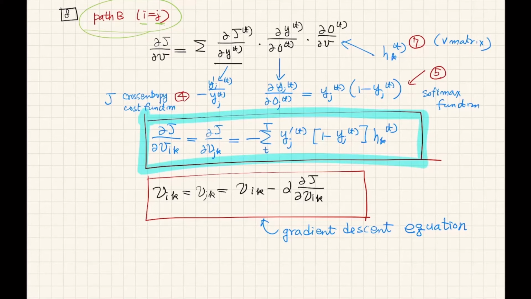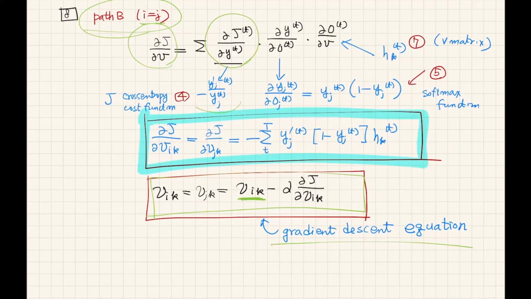In order to update the V matrix that is connecting the hidden layer to the output, we have to apply this gradient descent equation. In order to do that, we have to derive the equation that gives the derivative of the total cost function with respect to V. It has three parts. The first part is the derivative of the cost from the cross-entropy function.